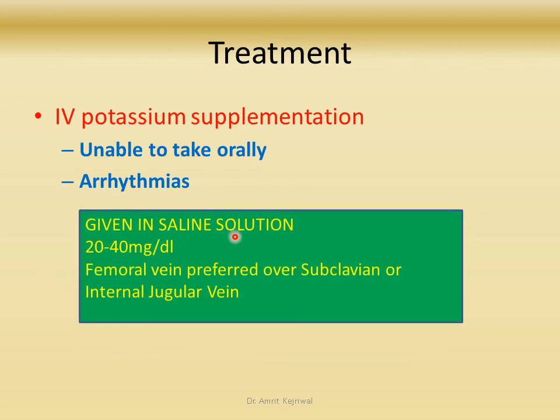It is given in a saline solution at 20 to 40 milligrams per deciliter, and the femoral vein is preferred over the subclavian or internal jugular vein for parenteral potassium supplementation. The reason being, with the subclavian or internal jugular vein, the catheter may touch the myocardium and there may be a local rise of the potassium concentration precipitating arrhythmias, while in a femoral vein the chance of local potassium in the heart being increased is less. So that's all for today.